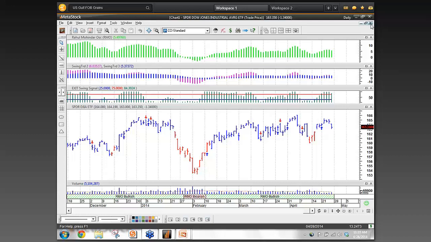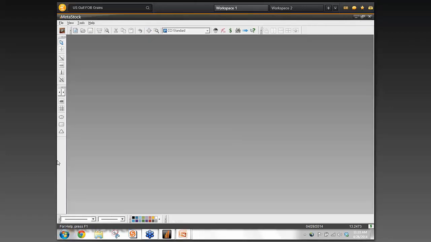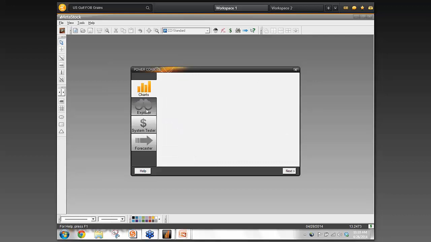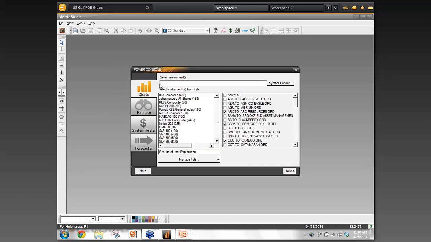If you're someone that doesn't have MetaStock, I'm just going to close down this chart real quick and show you how to open it up. It's very, very easy to do. What I've opened up here is my Power Console, and here I have the different tools that are available from within it. We've got charts, Explorer for full market scanning, our system tester, and a brand new forecaster, which is very cool, cutting edge, patent pending technology. What we're going to focus on today most is charts. So I'm going to go ahead and open up the DIA.